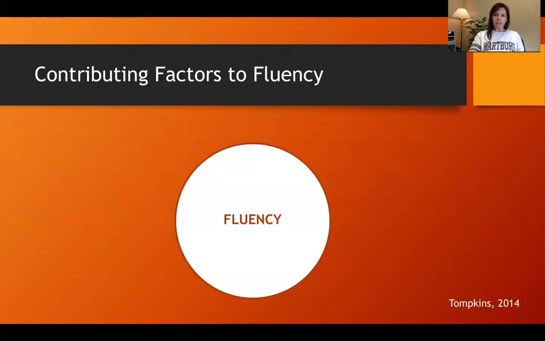Different contributing factors to fluency. First, we have accuracy, which is where students are recognizing familiar words automatically without conscious thought and identify unfamiliar words almost as quickly. The 3 levels that take into account students' ability to recognize words automatically is going into the independent, the instructional level, and the frustration level. So frustration level, we have less than 90%, instructional level 90 to 94%, and the independent level 95% and above.